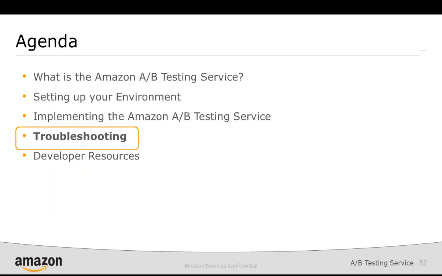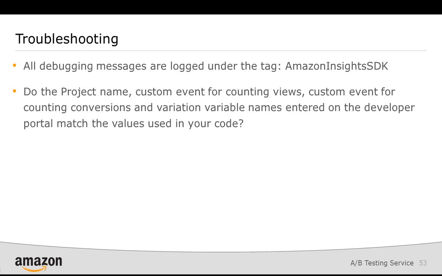So let's look at some of the common issues that you may run into. First, it's important to note that all the debugging messages that we log are under the Amazon Insights SDK, so it makes it easy to filter the output. And then the primary thing that you want to look for if you encounter difficulties is that you want to make sure that the project name, the custom event for counting the views, the custom event for counting conversions, and all the variation variable names entered on the developer portal match the values you actually use in your code.